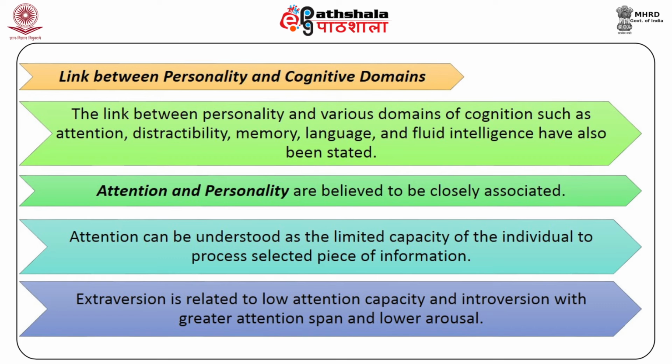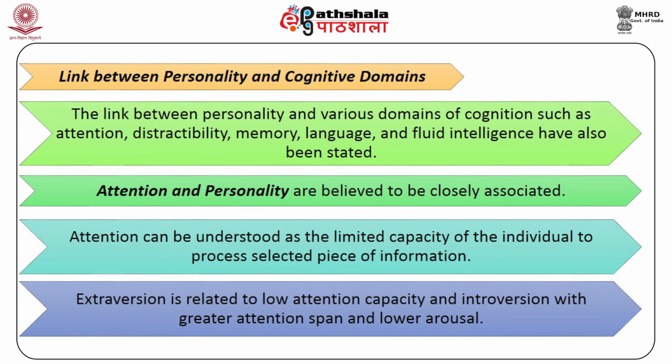The link between personality and various domains of cognition such as attention, distractibility, memory, language, and fluid intelligence has also been stated. Attention and personality are believed to be closely associated. Attention can be understood as the limited capacity of the individual to process selected pieces of information. Personality is viewed to influence this limited capacity, for example, anxious people generally seem to exhibit attentional deficits and higher distractibility. Extraversion is related to low attention capacity and introversion with greater attention span and lower arousal.